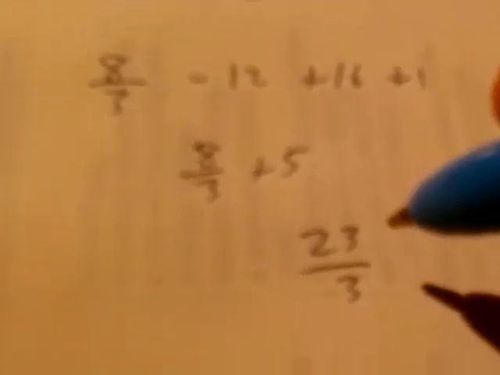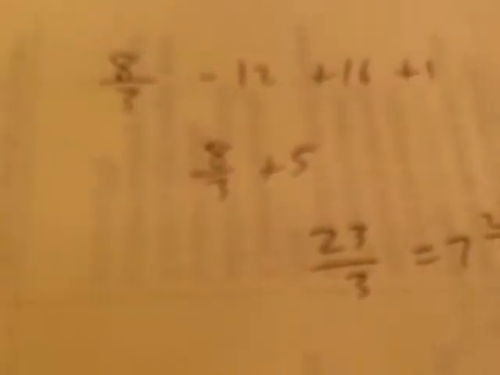And then we simplify this. So we got negative 12 plus 16 is 4. Plus 1 is 5. So we have 8/3 plus 5. 5 is 15/3. That's 23/3, or 7 2/3. So our max point occurs at 2, 7 2/3.